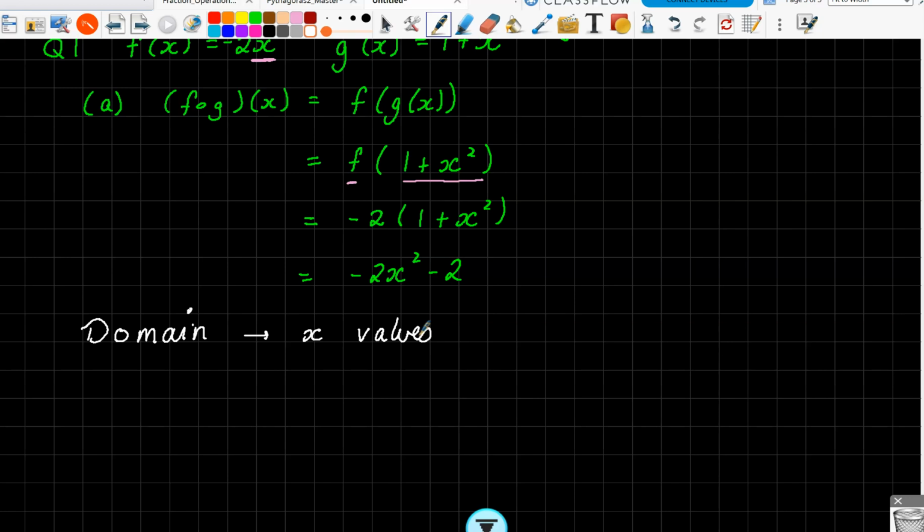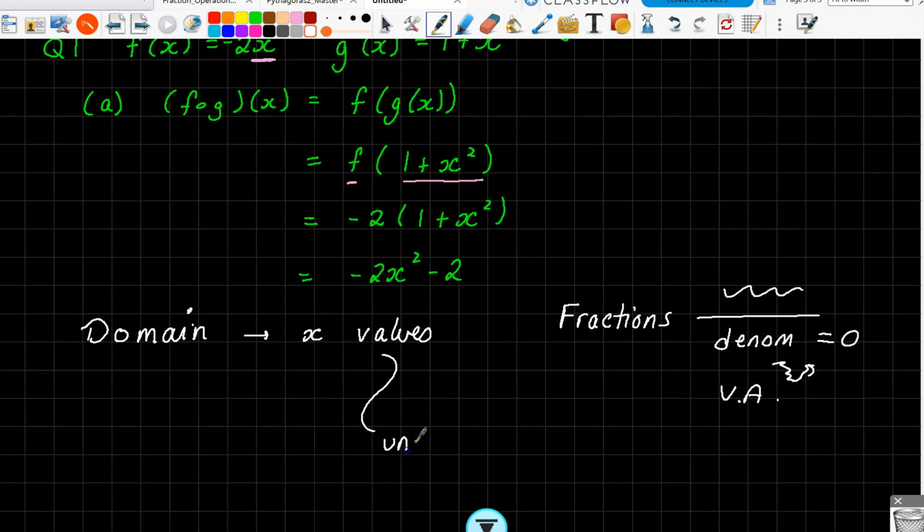Okay, so what you're talking about is when we have fractions, right? Let's say blah, blah, blah, blah. Your denominator, when your denominator equals 0, that's when we go, right? That's when we're going to get vertical asymptotes. So you cannot have your denominator equal 0. So we're going to have undefined if denominator equals 0. Are we happy with that?